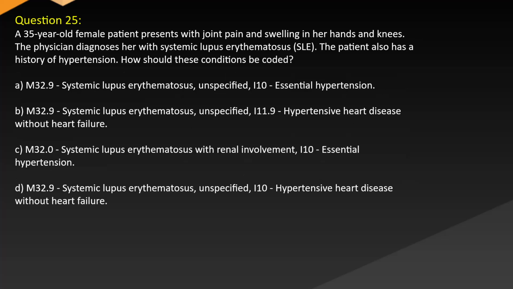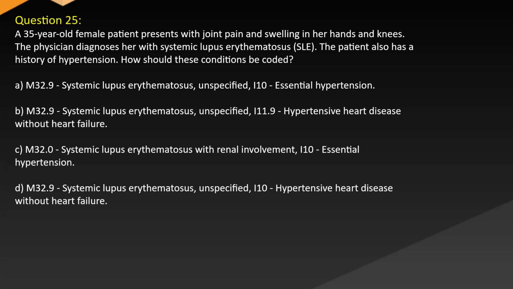Question 25. A 35-year-old female patient presents with joint pain and swelling in her hands and knees. The physician diagnoses her with systemic lupus erythematosus, SLE. The patient also has a history of hypertension. How should these conditions be coded?